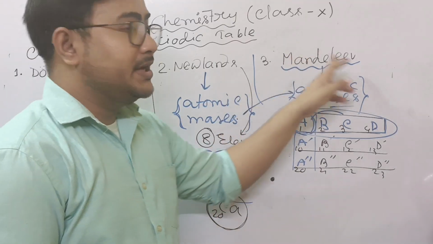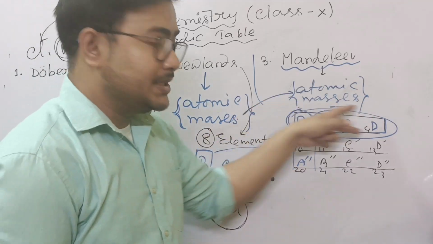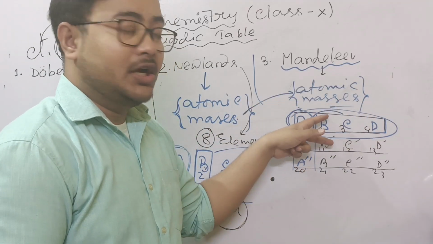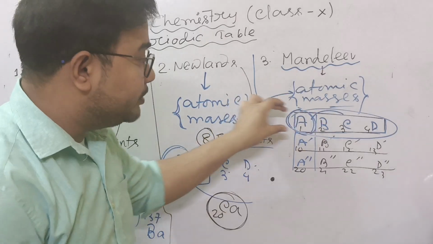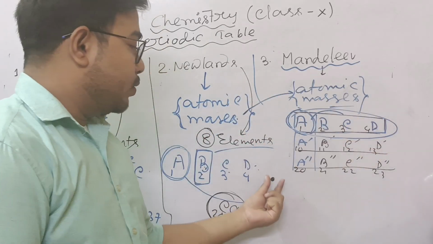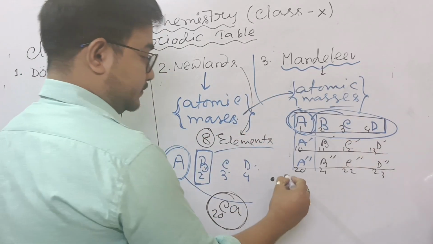Again, if you consider Mendeleev's periodic law, the properties will reappear, not at a particular 8. Their property is a complete periodic function. So what is periodicity?